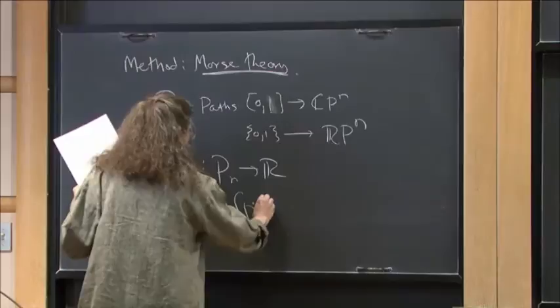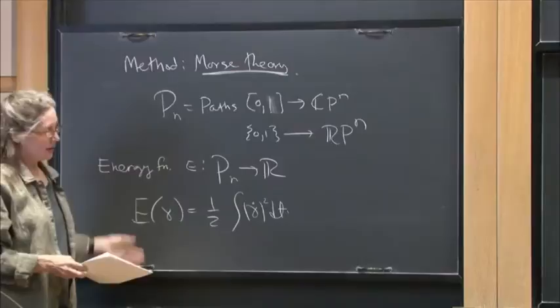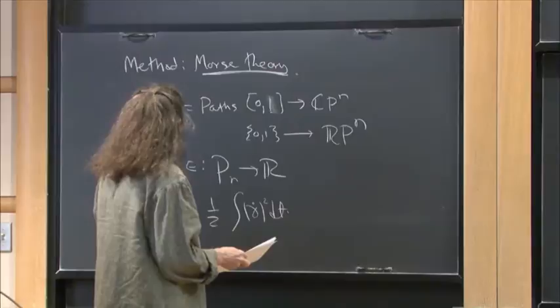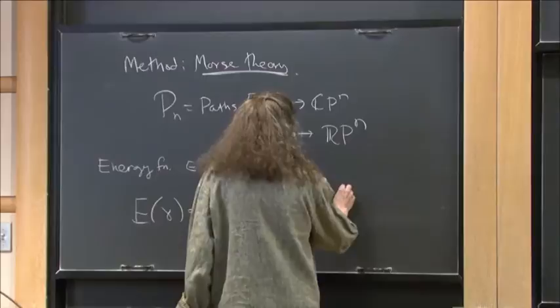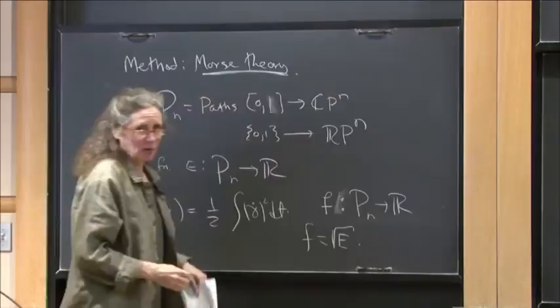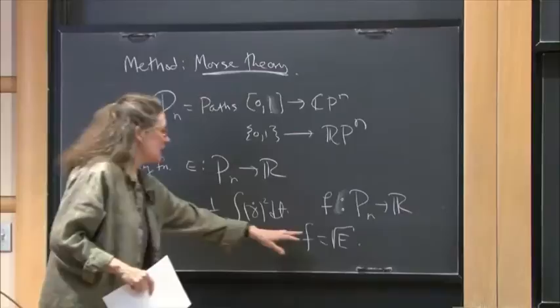This energy function has the property that the critical points are the geodesics parameterized proportional to arc length. And we really want to use not the energy function, but the square root of the energy function. So F is the square root of the energy function. They have the same Morse theory, the same critical points, the same indices. But this function F has better additive properties. Doesn't really matter a whole lot.